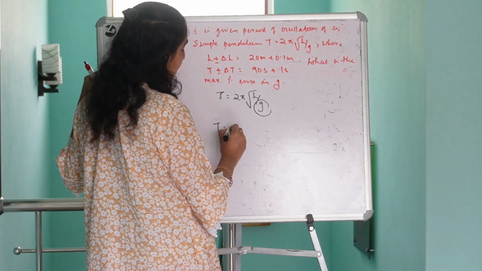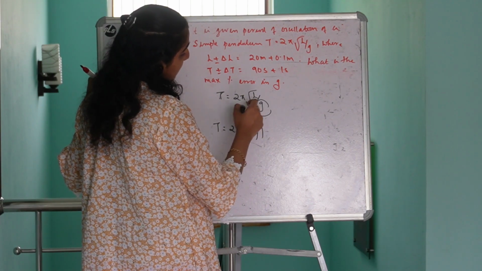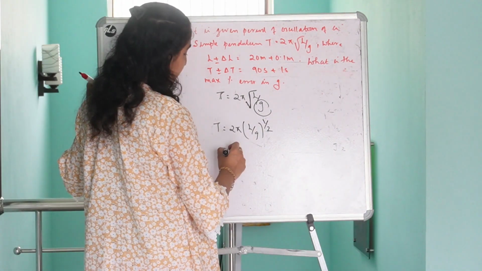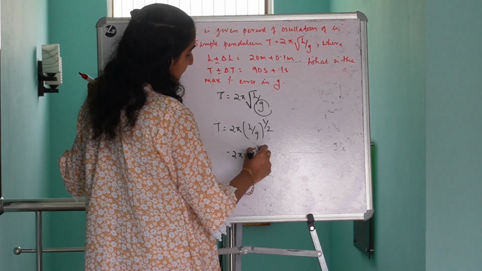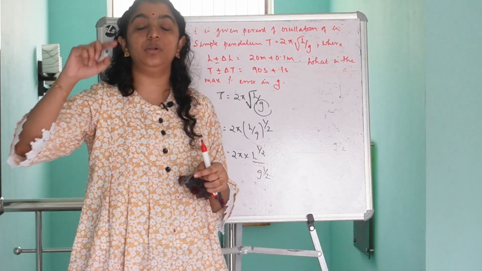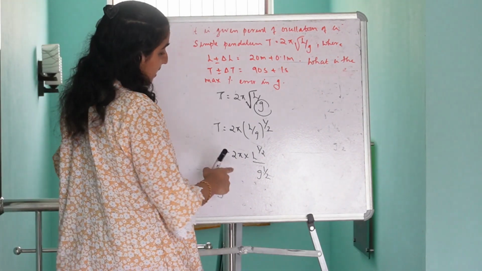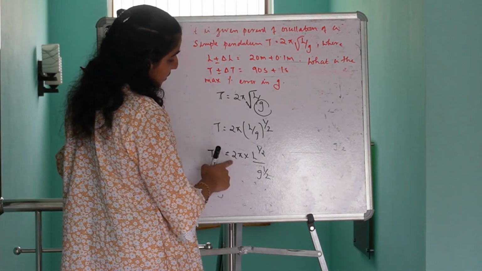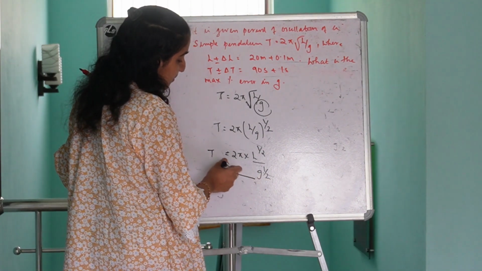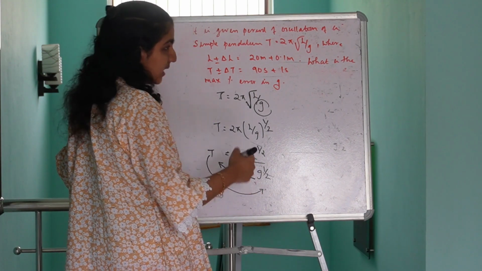So we can rearrange this equation. We can write the root as the whole power half. Again, we can rearrange this equation as 2 pi into L power half divided by G power half. Is it clear, guys? A by B the whole power m is equal to A power m divided by B power m. Same concept. Now I got T is equal to 2 pi into L power half divided by G power half. Now I am going to bring this G power half to the left side of the equation, and I am going to bring this T to the right side of the equation.